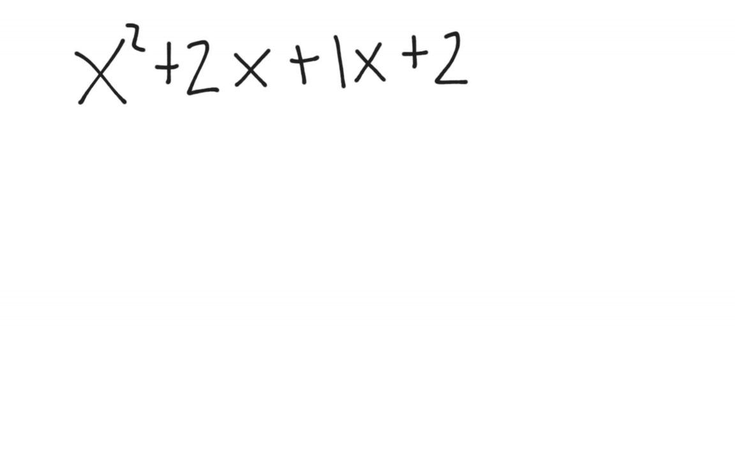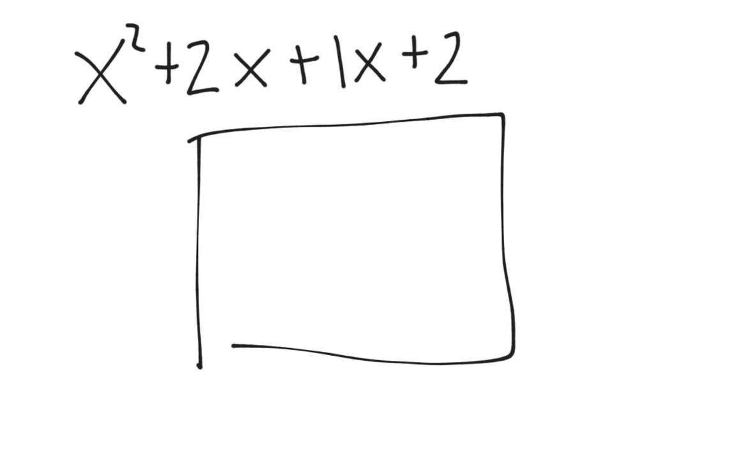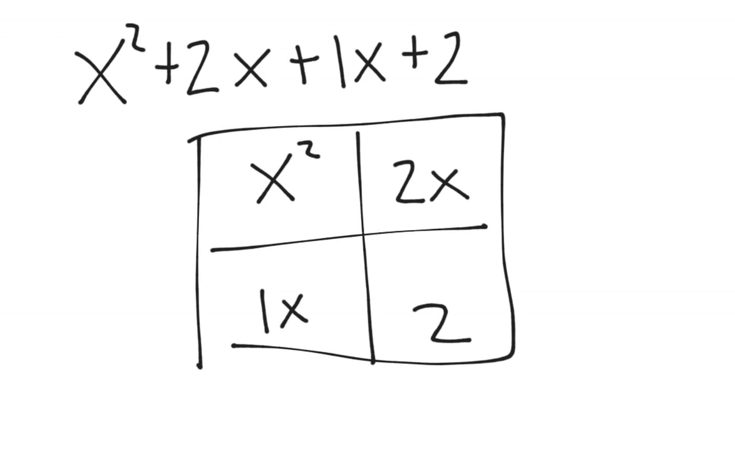So I want to review. Yesterday we saw a bunch of problems like this, and we used the box diagram to undo the binomial multiplication by putting this polynomial into the box diagram and then writing down on the outside what would have to multiply to get what was on the inside.